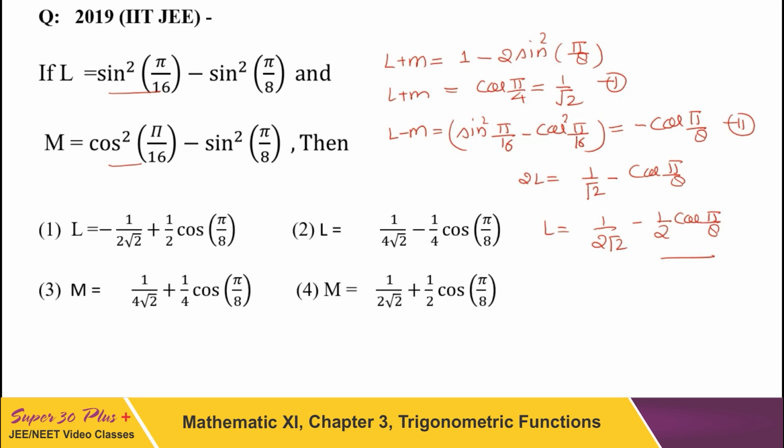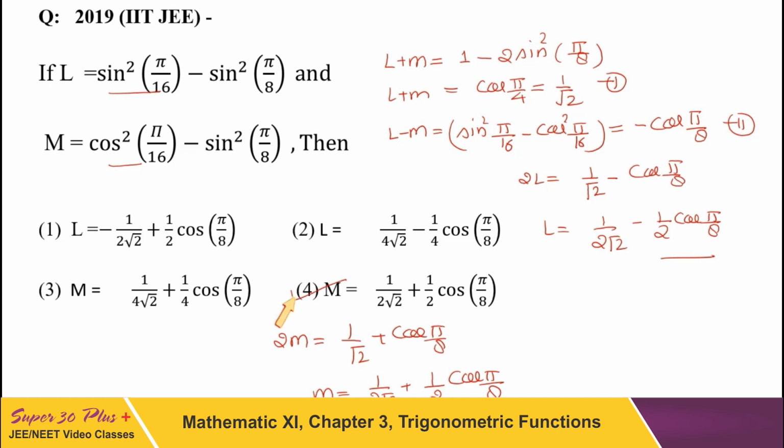If we subtract these two equations, then what will happen? 2M is equal to 1 by root 2 plus cos pi by 8. Now what is the value of M? The value of M is 1 upon 2 root 2 plus 1 by 2 cos pi by 8. What is your answer? Your answer is option 4.